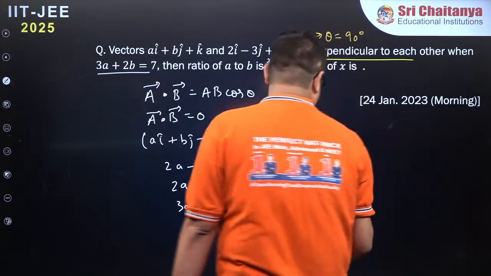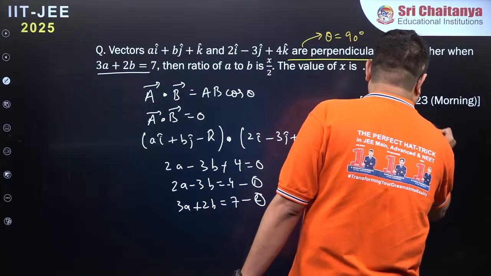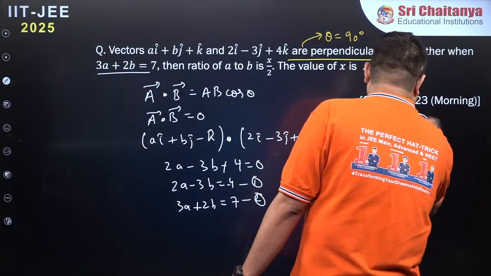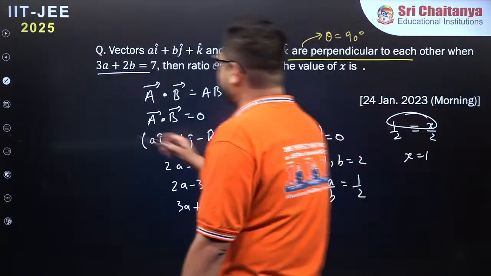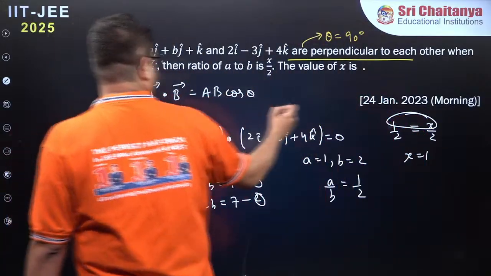So over here you can compare this 1 by 2 with x by 2. So over here what will I be getting? X is going to be equivalent to 1. So the answer which they are asking is 1.